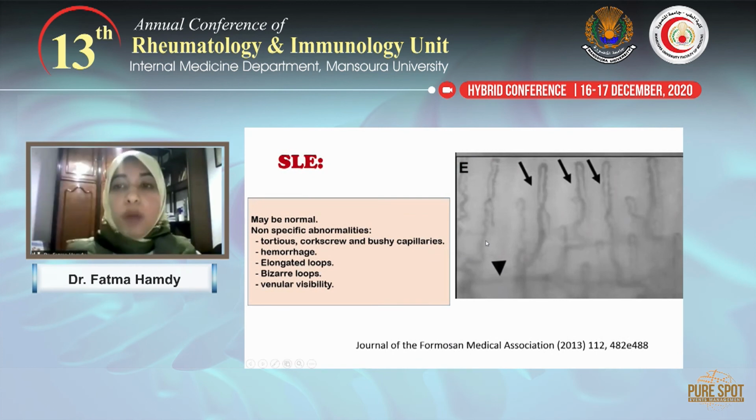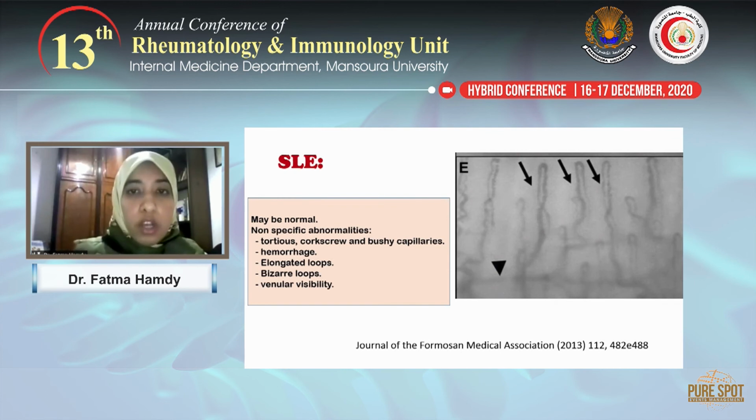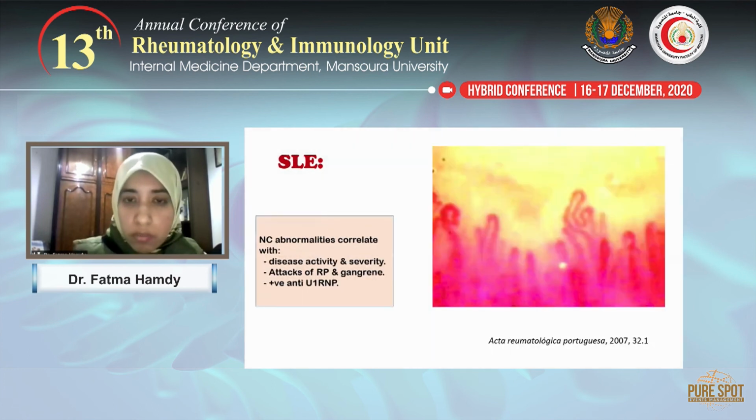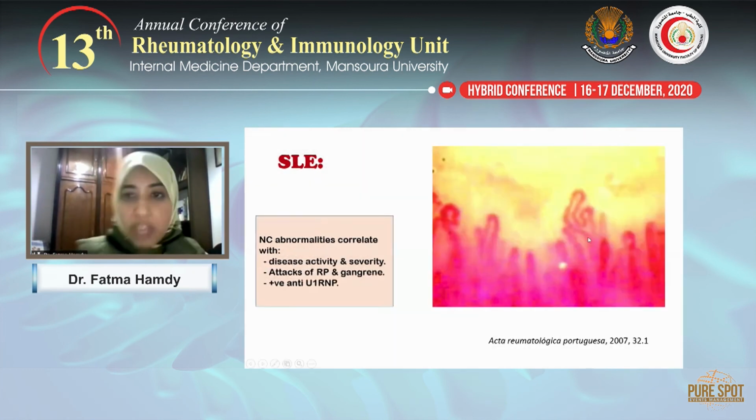Now we will talk about the changes which occur in some connective tissue diseases on capillaroscopy, and we will start with systemic lupus. Capillaroscopy of systemic lupus may be normal. However, it may show non-specific changes, like elongated capillaries, as we can see in this image. We can see tortuous, corkscrew, bushy capillaries, bizarre shapes, and also venular visibility. This image shows elongated capillaries and also a visible subpapillary venous plexus. In this image, we can see a convoluted capillary and a bizarre shaped capillary.